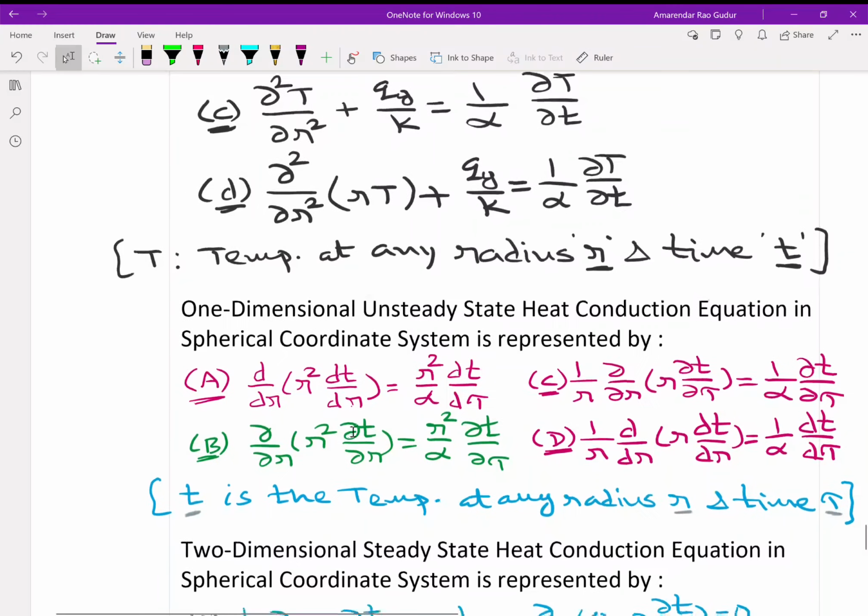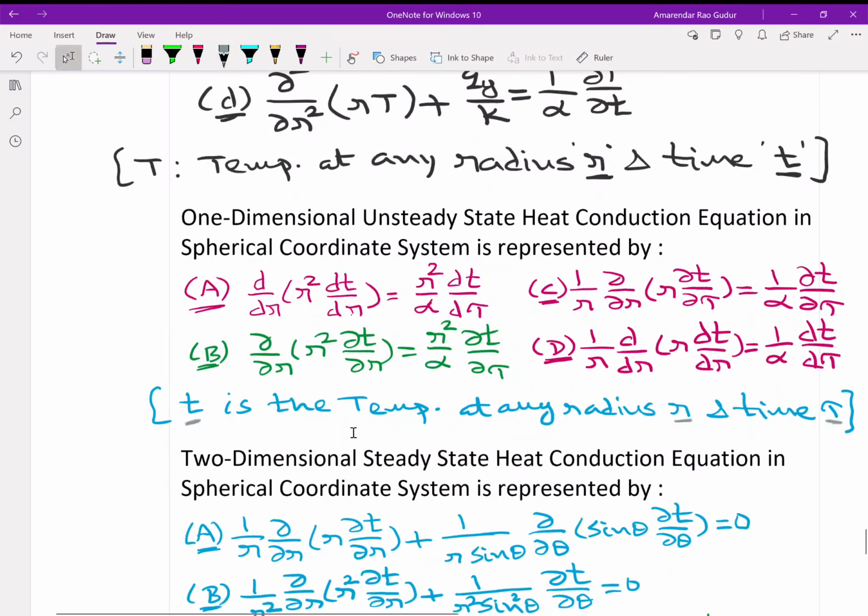Then one-dimensional unsteady state heat conduction equation in spherical coordinate system is represented by 1D unsteady state. So the first term is equal to the RHS. You can see equation A looks to be okay, but you are using d. When temperature is a function of R and time, you cannot use ordinary differential. Equation C is applicable for cylinders, right? And equation B looks to be alright. And equation D is wrong because you are using d by dr.